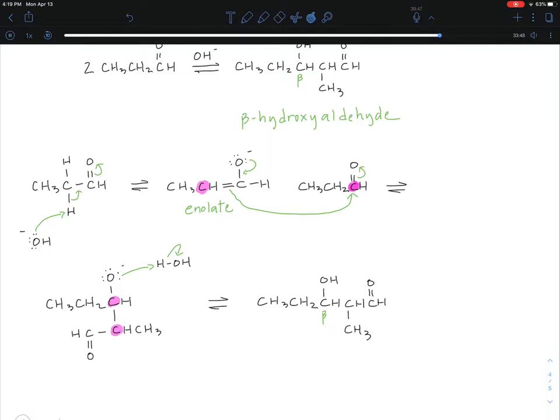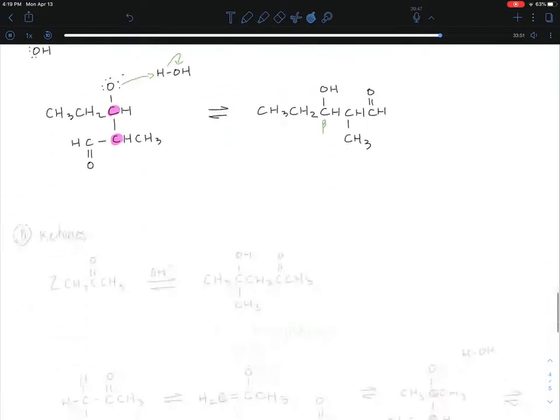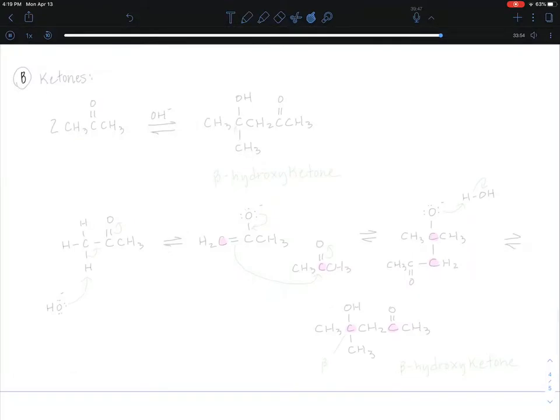I can do the same thing with a ketone. Let's draw a ketone. So we've got two ketones. So for ketones, I can have, let's see, just keep it easy and use acetone. We'll have two of these. Hit this with a base and deprotonate the alpha carbon. What do I end up getting?